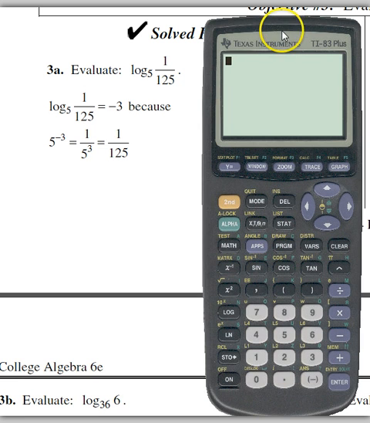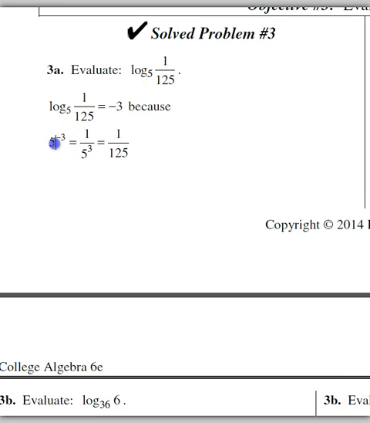Finding logs to a different base. So how do I evaluate log 1 over 25 to the base 5? It would be log 1 over 125 divided by log 5, and that would be negative 3. In other words, you're asking yourself, to what power should you raise 5 to give you 125?